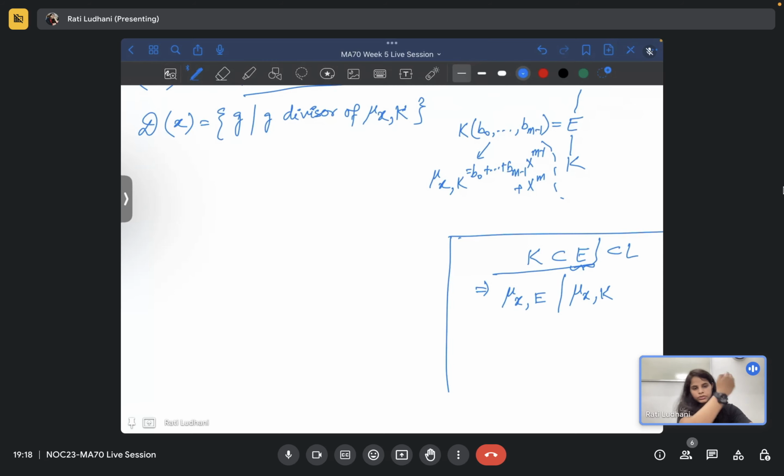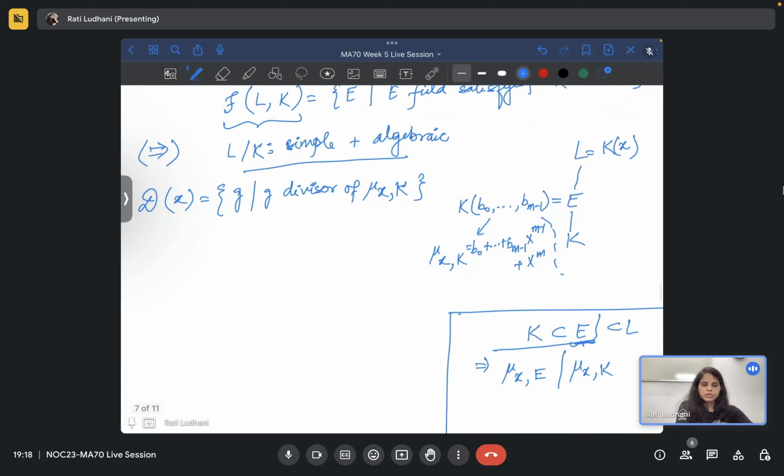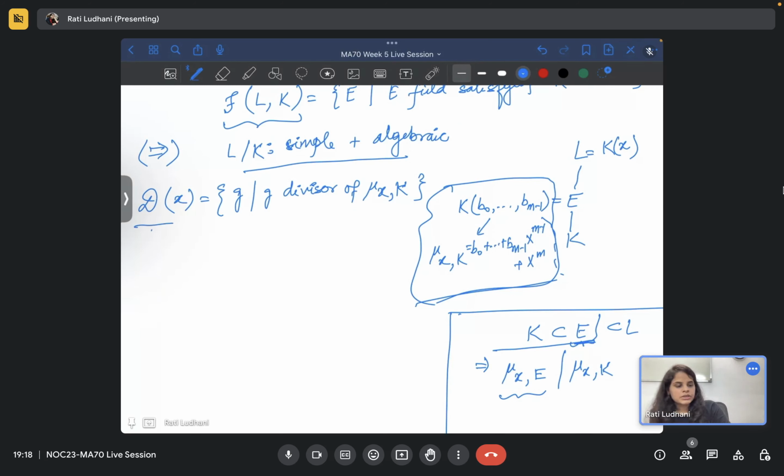So there is a subfield of L which contains k, then mu x comma e will divide mu x comma k. So we are saying wherever there is a subfield, then we can talk about this minimal polynomial business, if we are interested in that, because in this part we are interested in the minimal polynomial. So we took dx to be the set. Let's just say dx is the set of all the monic polynomials.